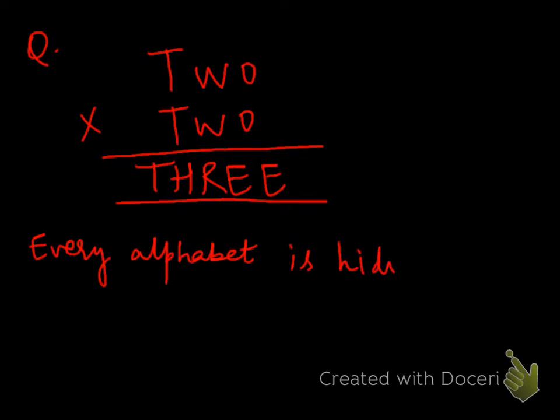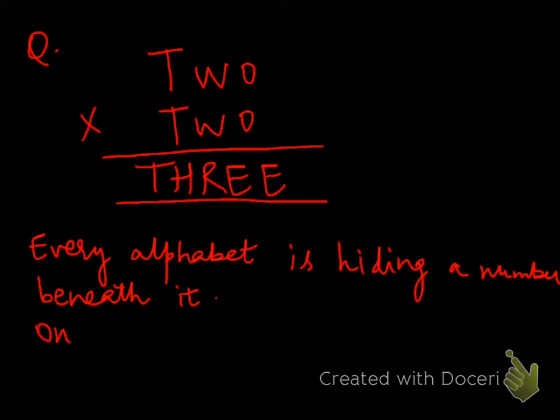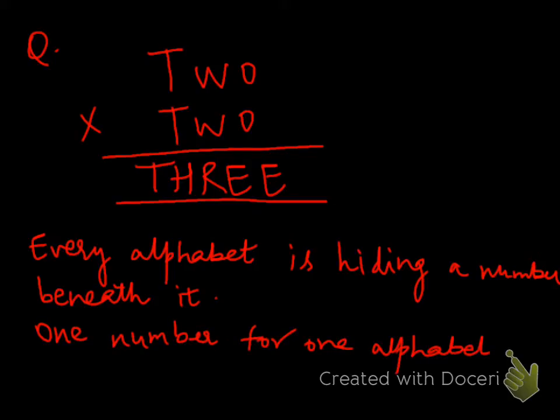Every alphabet is hiding a number beneath it. For example, T is hiding, let's say, 7, or T could hide, let's say, 2. I'm not sure what could be beneath T. And then the next condition goes like: one number for one alphabet. That is, every alphabet is hiding only one number.